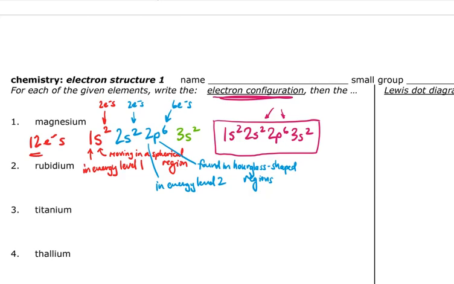How many electrons are in each energy level, and then we can zoom in and be more specific and say that we have 2 electrons moving in level 1 as spheres. We have 2 electrons in level 2 moving in spheres. We have 6 electrons in level 2 found in figure 8 or hourglass-shaped regions. And then we have 2 electrons in level 3 found again in sphere-shaped regions. So that description is quite complete, and it tells us a lot about all 12 of magnesium's electrons with just a few characters that we write out real fast.